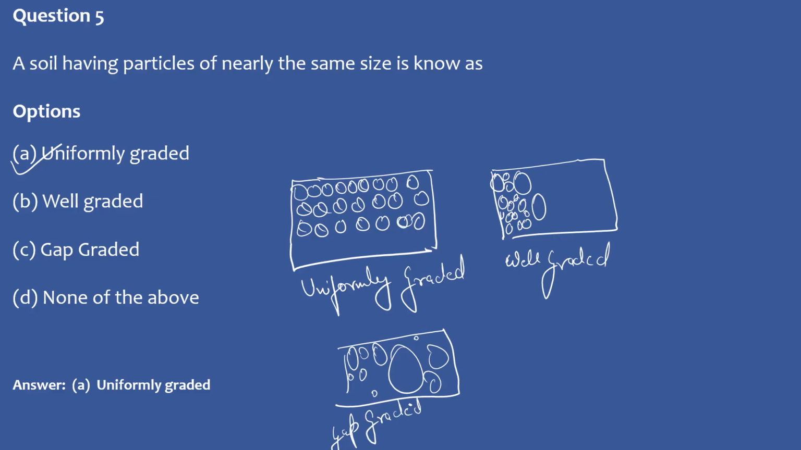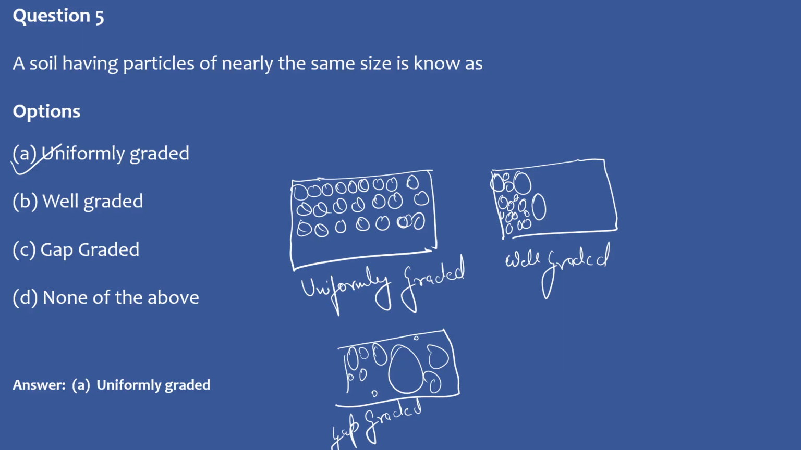This is basically a gap in the, what we say, there is a spacing between the particles which is larger due to the uneven distribution of the soil particles. That's what we call a gap gradient.